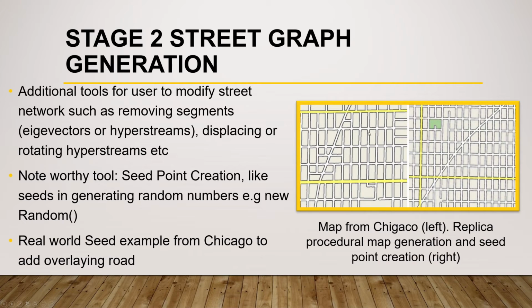In this case, we've got a map of Chicago on the left. This is a real world map of Chicago. It has this diagonal road going over it. And so with the random generation, to replicate this diagonal line, this photo on the right here is what the computer generates. You set a seed point, for example, bottom left here, and you set a seed point, for example, top right here, and then the computer would generate a hyperstreamline that goes between these two seed points to sort of overlay this road to replicate this curved road in Chicago.